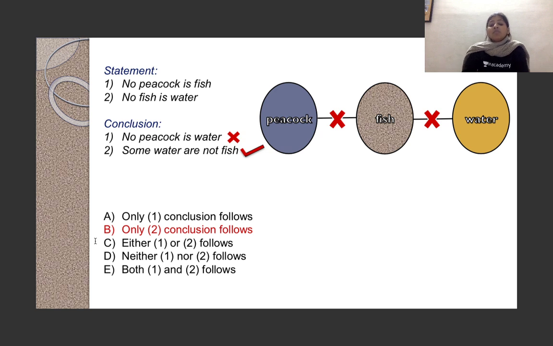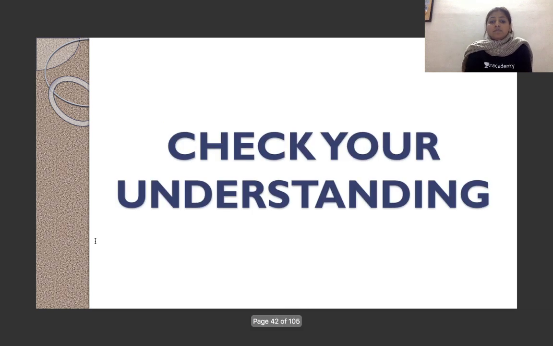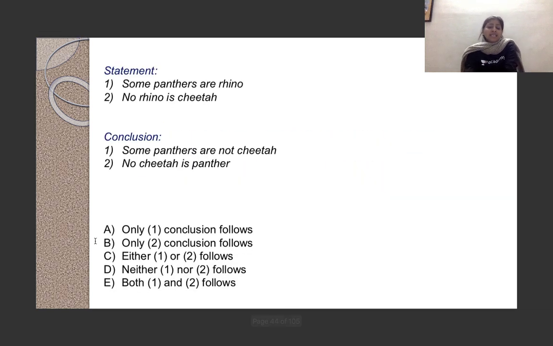But if there is a some negative or some relation and you call it 100% positive or 100% negative, then it will be wrong. But if there is a 100% positive or negative relation, and in the conclusion, if they say some negative or some positive, it's going to be correct. Next.